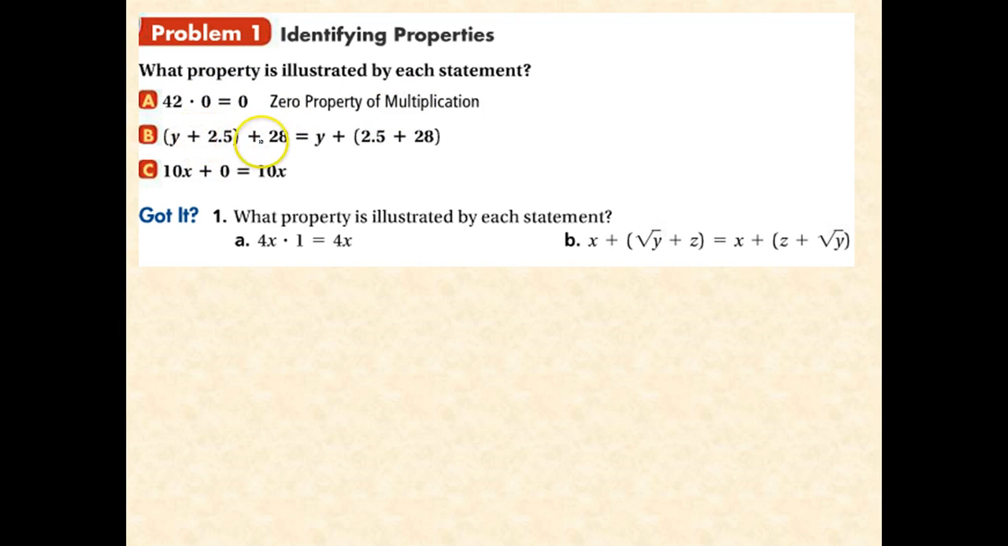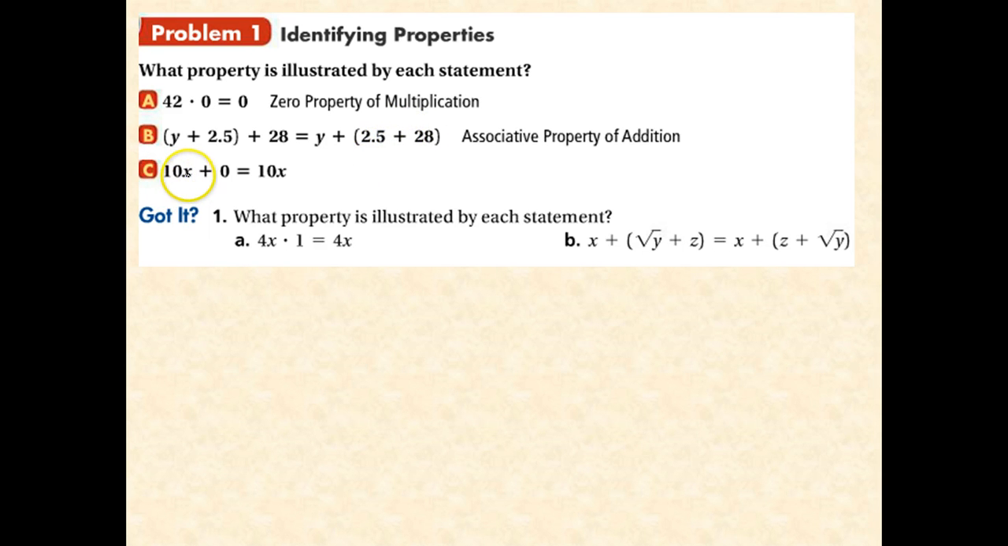What about here? Y plus 2.5 in a group, plus 28. And then over here, y plus, then 2.5 plus 28 in a group. The order didn't change. It's still y, then 2.5, then 28. Only the parentheses moved. That is the associative property because here we're associating these two, but over here we're associating these two. The associative property of addition because we're adding.